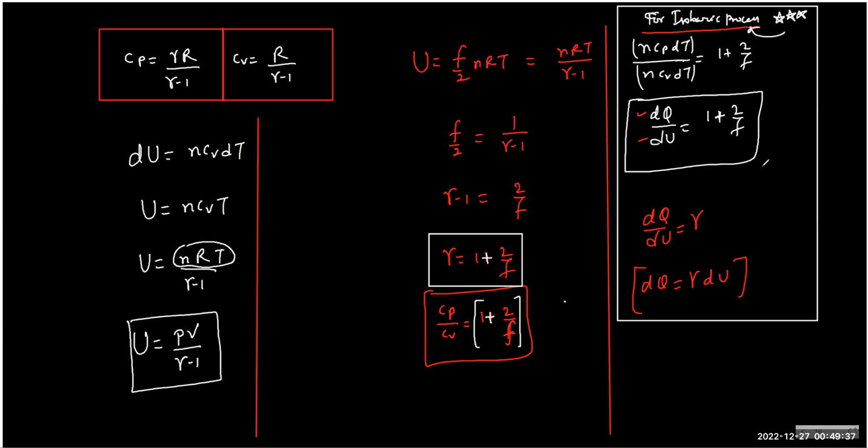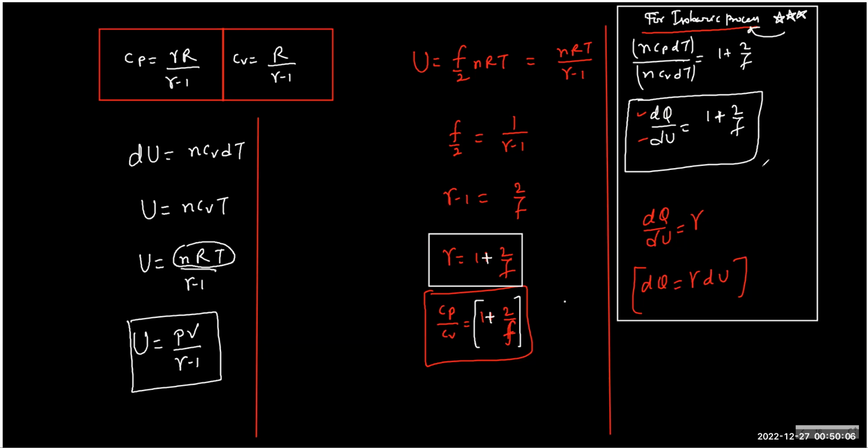So what is gamma for the hydrogen gas, H2 gas? 1 plus 2 by 5, which is 7 by 5, 1.4, right? So you have to divide by 1.4. So dQ is given as 100. So dU is going to be how much? 100 upon 1.4. That's it.